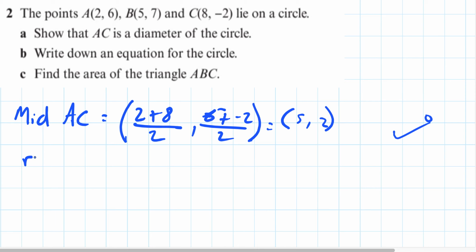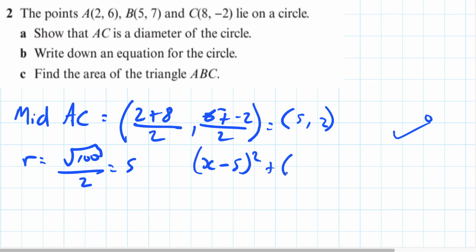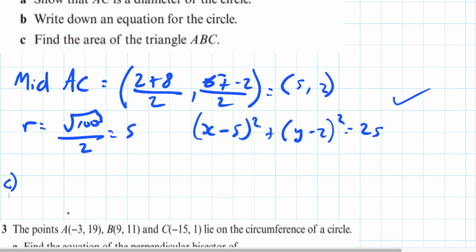And the radius equals square root 100, that was the distance, 10 divided by 2, which equals 5. So the equation of the circle is x minus 5 all squared plus y minus 2 all squared equals 5 squared, which is 25. Okay, cool, that's all done. Find the area of the triangle. So that is base times height divided by 2.